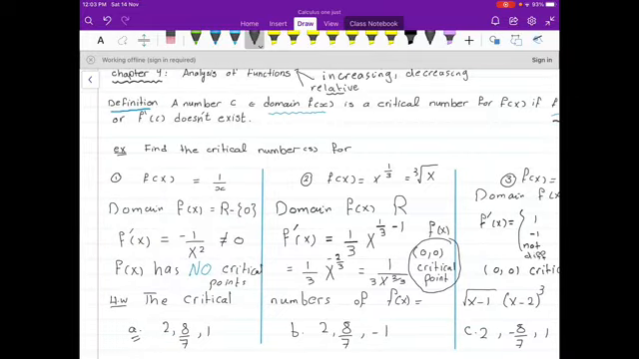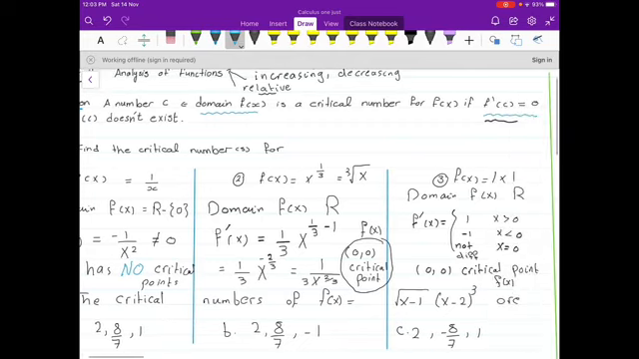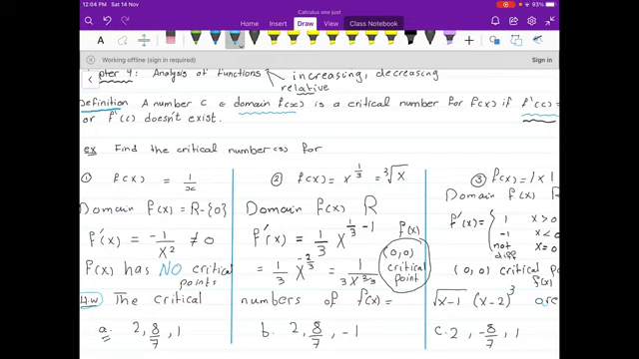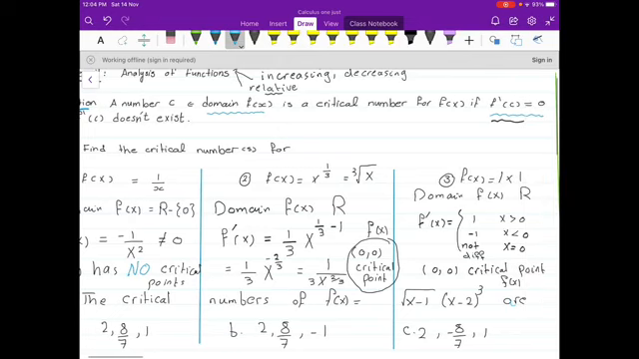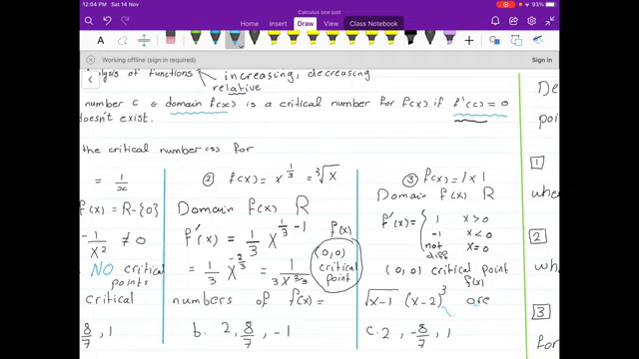Now, the critical numbers for f(x) equals the square root of x minus 1 times (x minus 2) to the power 3 are. This is homework, I will give you options. Before you find the critical numbers, you must find the domain for this function. What is the domain for this function? The domain is from 1 to infinity. So any critical number must belong to this interval.